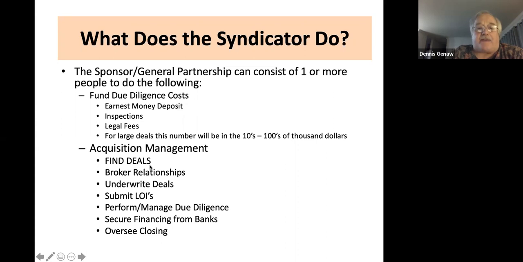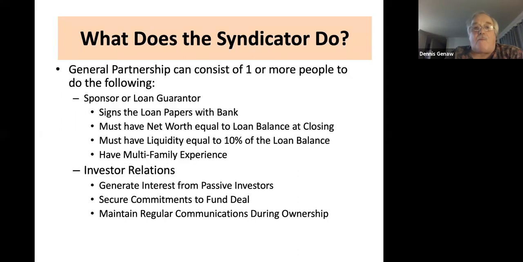They also have to find the deal. They have to develop the broker relationships. They have to underwrite the deals, submit the LOIs, get financing from the banks, and that's a big one. And then oversee and get through closing. And there's a lot of headaches going through all of those processes. But those are things that the general partnership does, and that's how they earn their money.